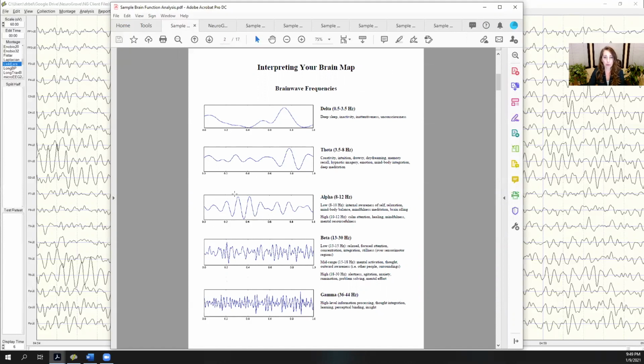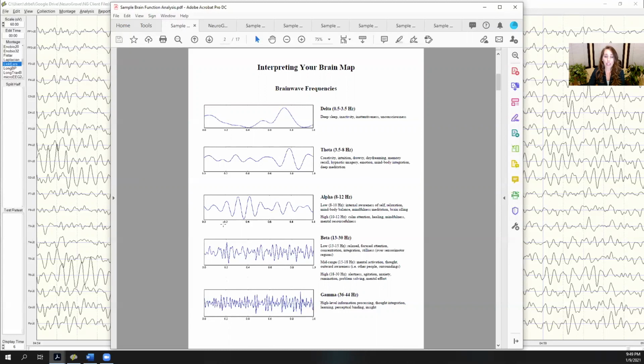So for example, here under our alpha range, you can see where it goes up and down. And if we counted that, we can say 1, 2, 3, 4, 5, 6, 7, 8, 9, 10. So that is 10 hertz, okay? And so that's what creates the frequency in the alpha band.